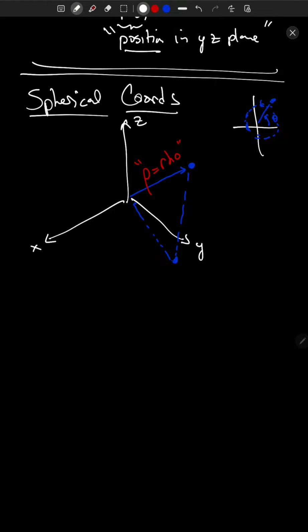Well, we're just going to borrow from polar coordinates. We're going to use the same theta as in polar coordinates. All right. So if this is our point, we drop the shadow down to the xy plane. We can look at the angle that this shadow makes with the positive x-axis, and we're going to use that as our theta. Okay. So that's going to be our second coordinate.